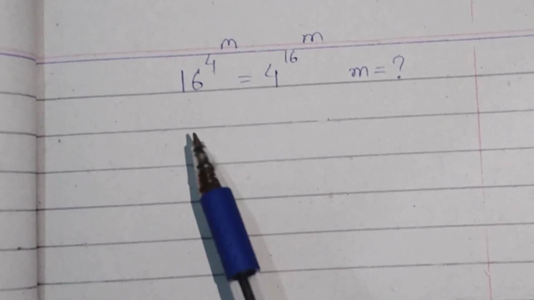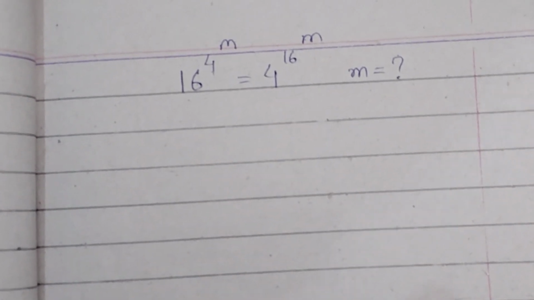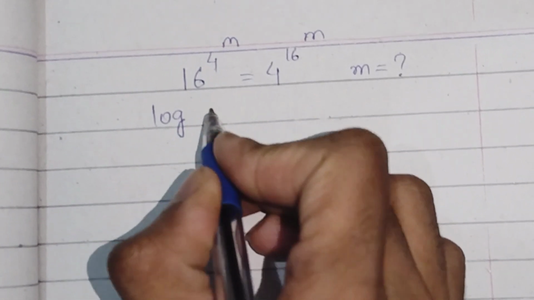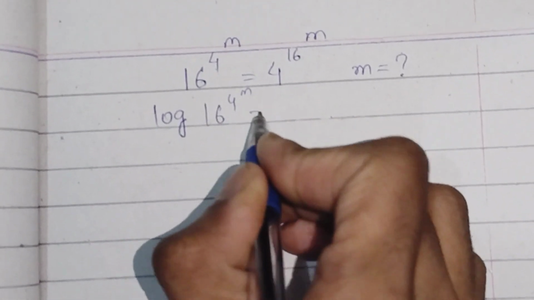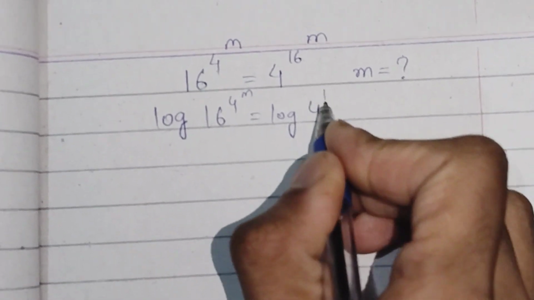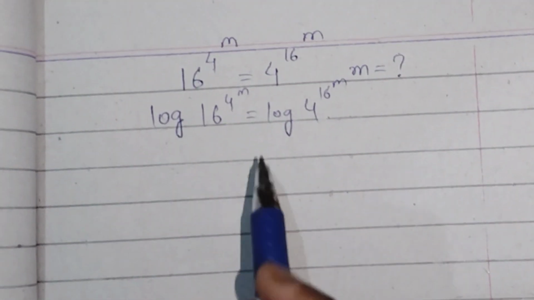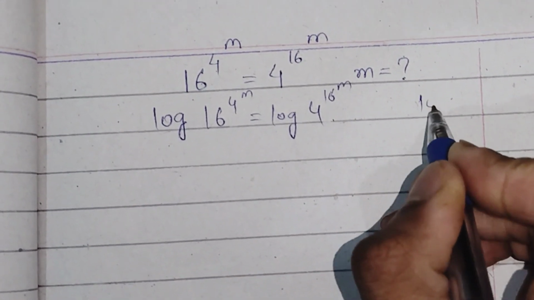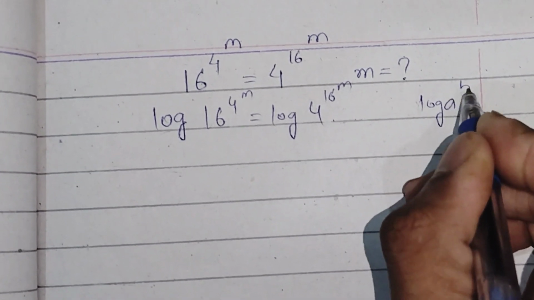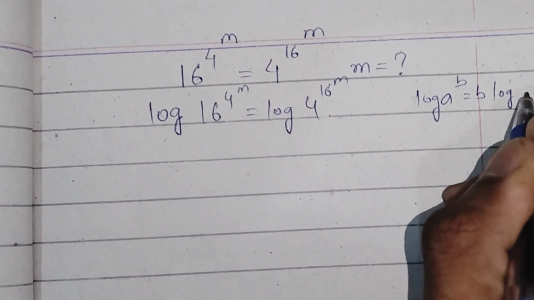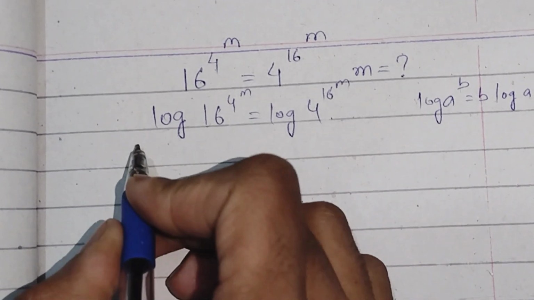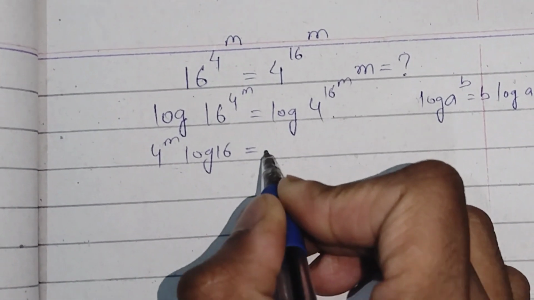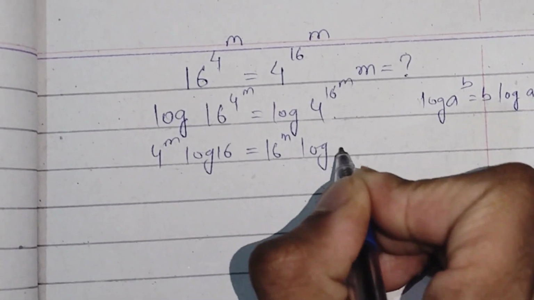So first of all, we will take log on both sides of the equation. We will write this as log of 16 power 4 power m equals log of 4 power 16 power m. Now the formula of log, that log of a power b always equals b times log of a. So it will become 4 power m log of 16 equals 16 power m log of 4.